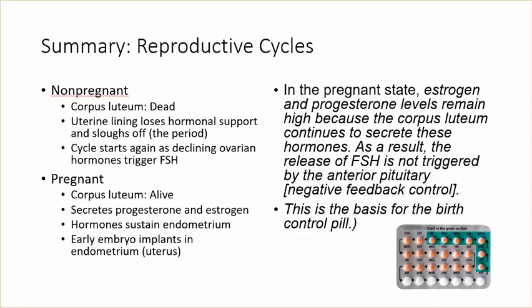And the other result of that is that the estrogen and progesterone levels keep on inhibiting the release of FSH. And so you have no more stimulation of follicles so that you don't get pregnant again. And this is what we use for the birth control pill. By maintaining the estrogen and progesterone levels through the pill, we inhibit the FSH, which means follicles don't develop, no ovulation, and therefore no pregnancy.